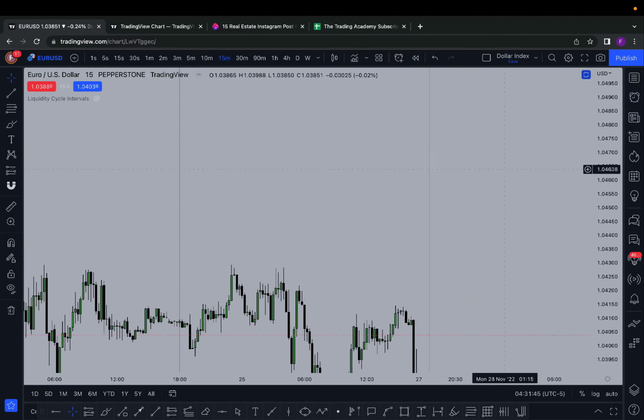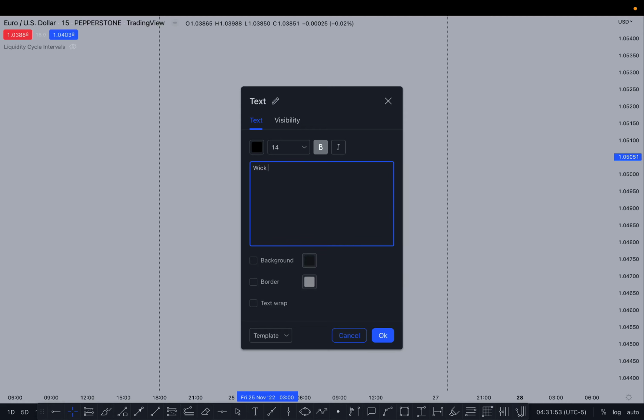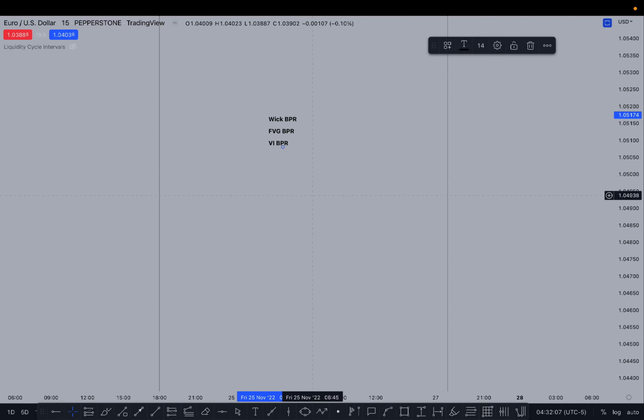Now there are three types of balanced price ranges. We have the ones with the wick, so I call it the wick BPR. Then we have the FVG BPR. And there's one more, the volume imbalance BPR. Only those three types of balanced price ranges that I use. Okay, I won't say all the time. As of recent, I remembered that I know it, and so I've been using it ever since.